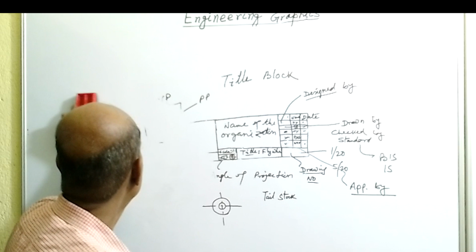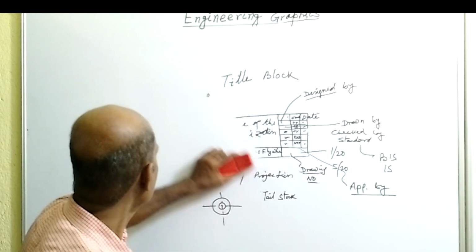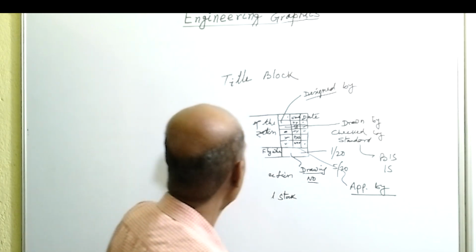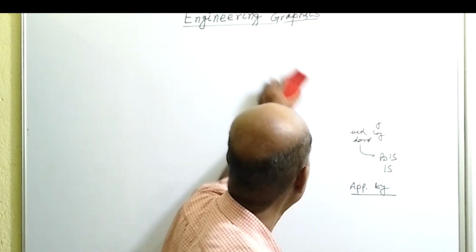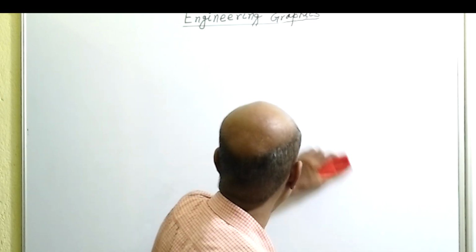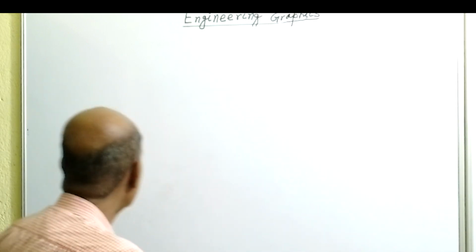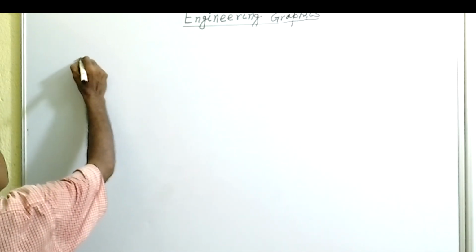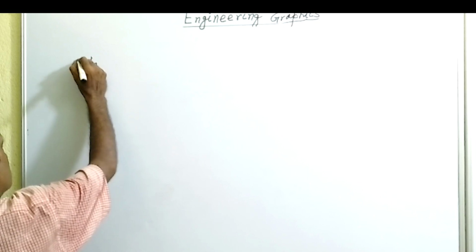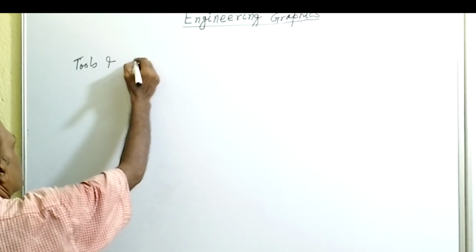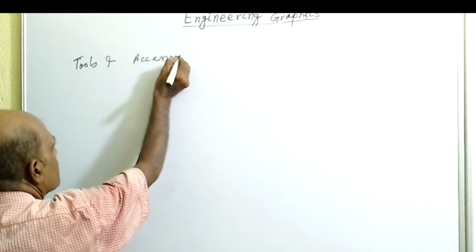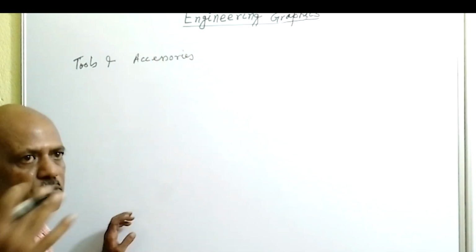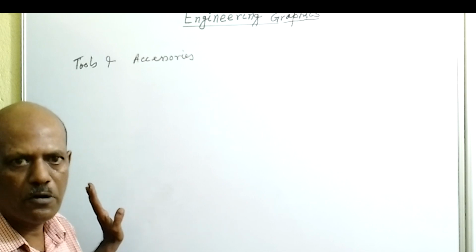Now we will see the various tools which are used for drawing of the component. So this is most important, the tools and accessories which are used for drawing the component. So the various tools and accessories used for drawing purposes.